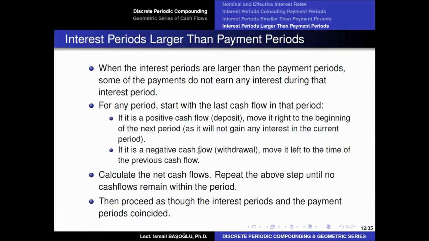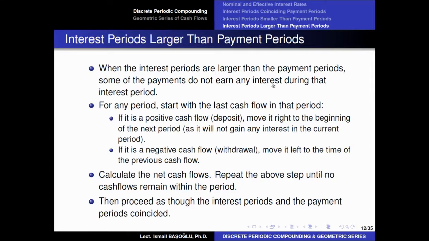But if it's a negative cash flow, if it is a withdrawal, we are just going to move it left to the time of the previous cash flow in the same period. So we are going to move it to the previous cash flow's time point. If it is negative, then we are going to calculate the net cash flow at this point. And this new net cash flow is going to be the last cash flow in that period again. And we are going to repeat the above step for this last cash flow again until no intermediate cash flows remain within the period.